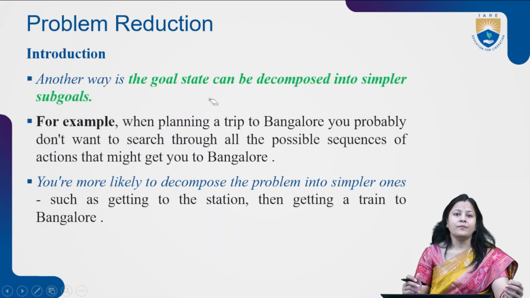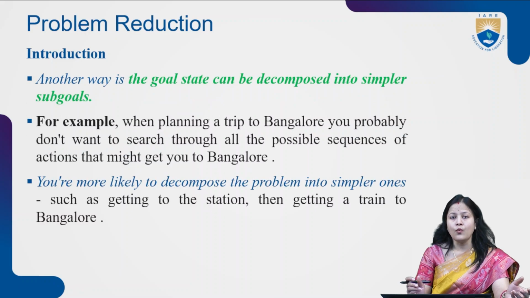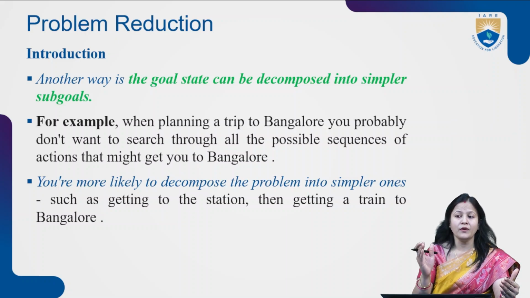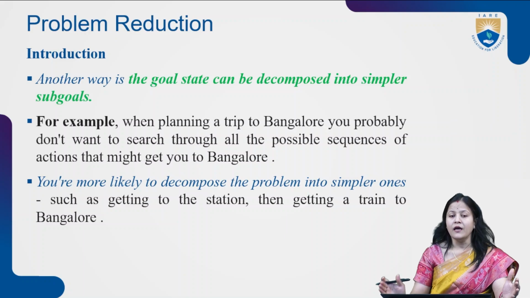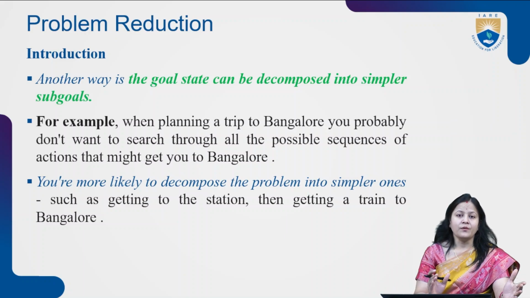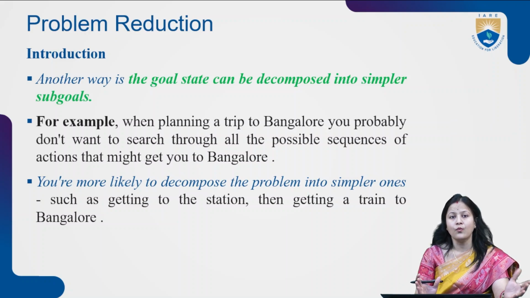Another way is that the goal can be decomposed into simpler sub-goals. Problem reduction is not used to find the path from the initial state to the goal state. These techniques are used to decide how to achieve the goal. That is why this technique is used in artificial intelligence. To achieve the goal, we first have to divide or decompose that goal into simpler sub-goals.